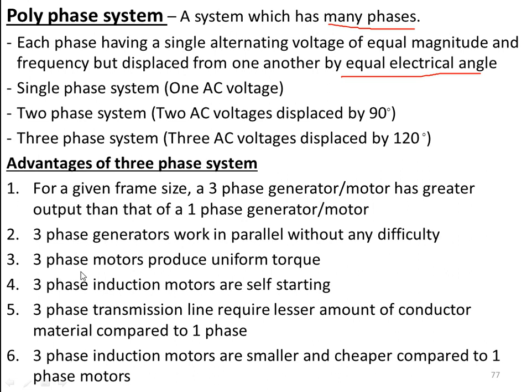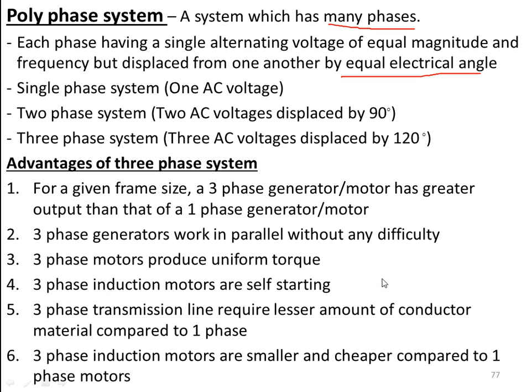Third one, three-phase motors produce uniform torque. Whereas in the case of single-phase motors, to produce a torque, we need to split that phase into two. A classical example of a single-phase motor is the motor of our fan. It is basically a single-phase motor. But we have to split the incoming one phase into two phases. To get rotatory action, you should have two phases at minimum. Fourth point, three-phase induction motors are self-starting, whereas single-phase induction motors are not self-starting.